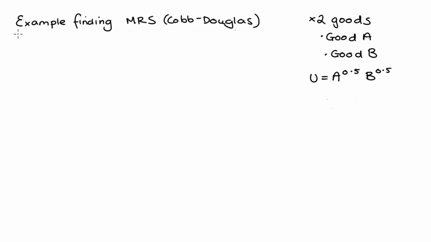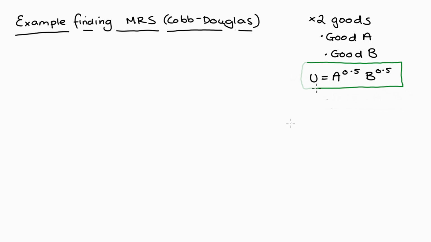Hi everyone, in this video I'm going to give an example of finding the marginal rate of substitution, our MRS, when our utility function is of Cobb-Douglas form. In my example I have two goods, good A and good B. The utility function is equal to A to the power of 1/2 multiplied by B, again to the power of 1/2.